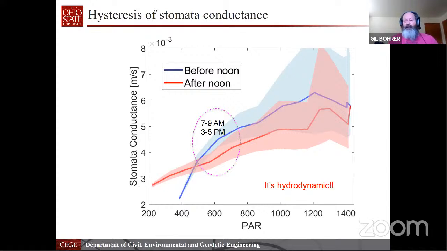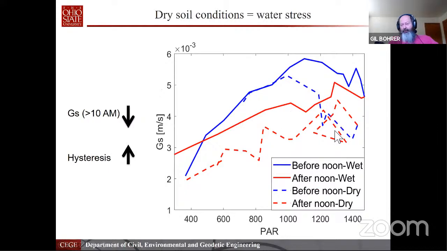This is basically incorporating all the physical drivers. So when we have everything that drives stomata conductance externally, which is light, VPD, and so on, the same, stomata conductance should be the same. And we see that at least in the early afternoon and the late morning, it is not the same. We have this significant area of hysteresis, which indicates to me that the reason for the hysteresis is hydrodynamic. And as we get to dry days, hysteresis gets more severe.